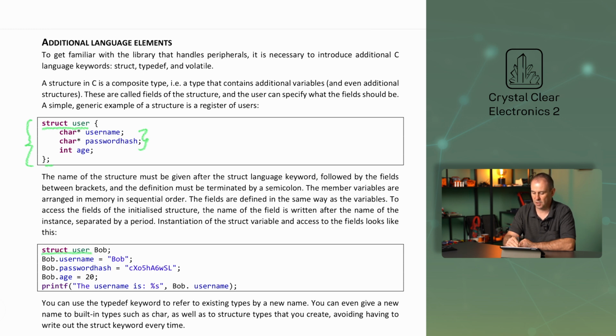Instantiation of the struct user variable and access to the fields looks like this. To access the fields of the initialized structure, the name of the field is written after the name of the instance, separated by a period.